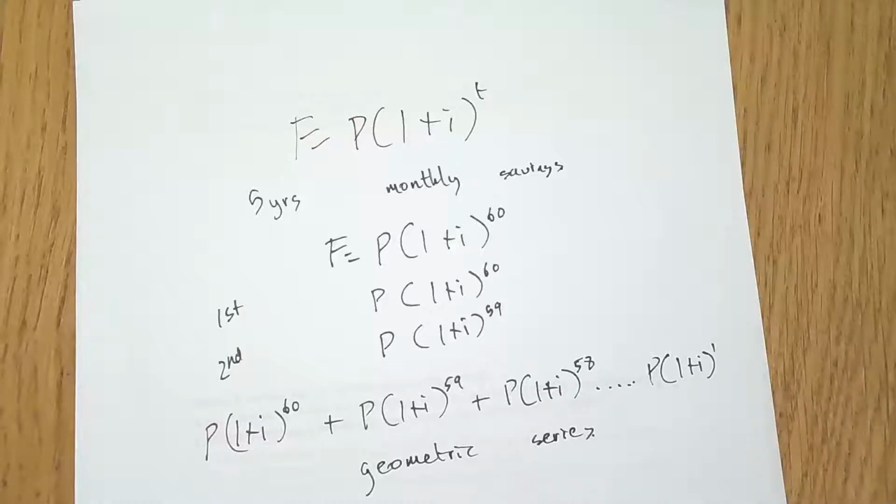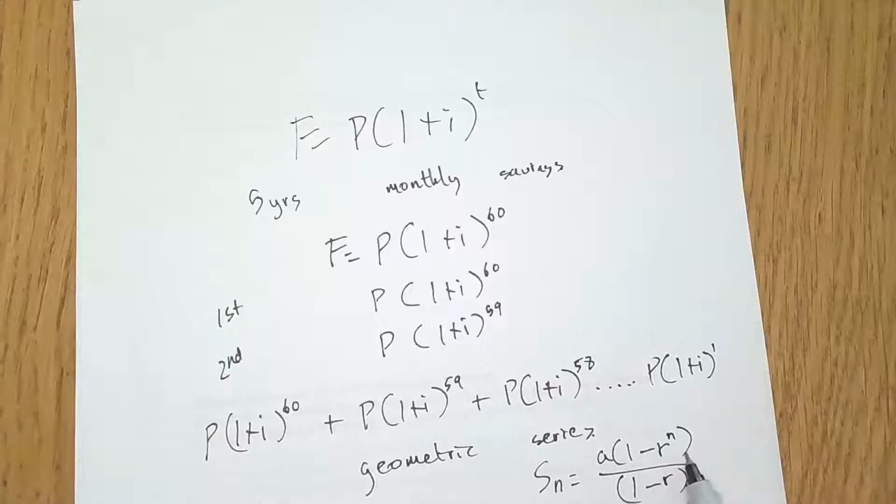So how do we visualize a geometric series? Okay, well, in order to get the sum of it, we have an S_n formula. And if you remember, it's in the log tables, the sum of a geometric series is a bracket 1 minus r to the n, all over 1 minus r. Okay, so we just need an a, an r, and an n.